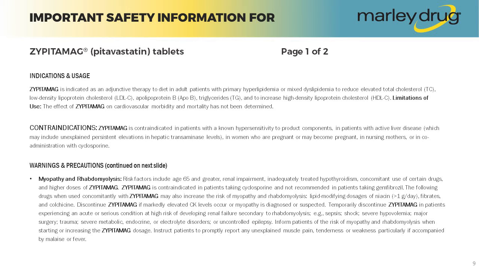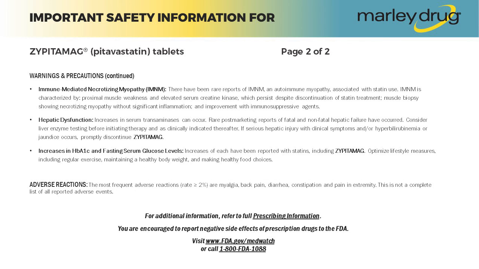Temporarily discontinue Zypitamag in patients experiencing an acute or serious condition at high risk of developing renal failure secondary to rhabdomyolysis, such as sepsis, shock, severe hypovolemia, major surgery, trauma, severe metabolic, endocrine, or electrolyte disorders, or uncontrolled epilepsy. Inform patients of the risk of myopathy and rhabdomyolysis when starting or increasing Zypitamag dosage. Instruct patients to promptly report any unexplained muscle pain, tenderness, or weakness, particularly if accompanied by malaise or fever.